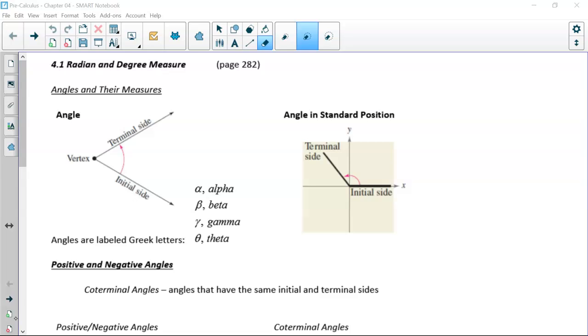So we're going to be talking about an angle. Once again, an angle has two sides and a vertex. Our sides are the initial side and the terminal side. The initial side is where we say the angle starts. The terminal side is where it stops.